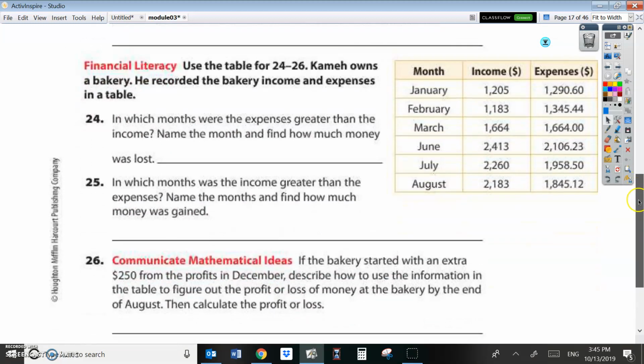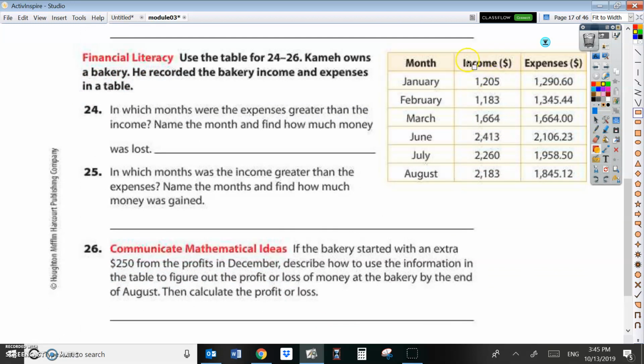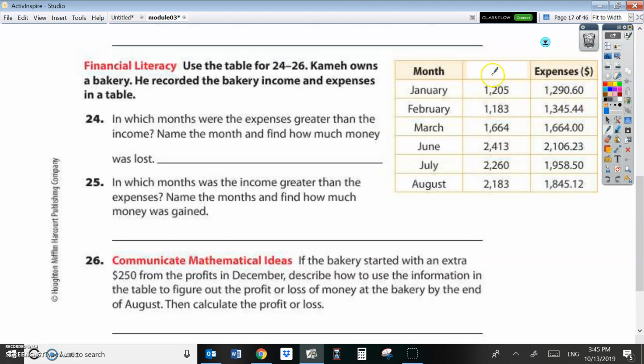So let's include that $2.50 and we'll make that a white space because we need to put the $2.50 in there from December. Okay, now add all of the income.